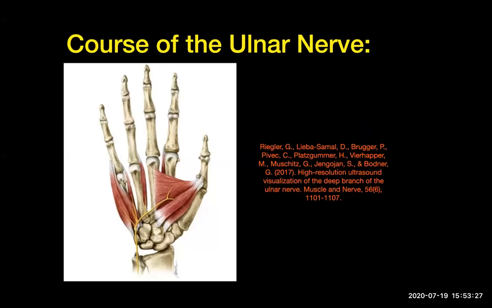Now we go to the ulnar nerve at the hand. Of course, this is also very interesting because if you look at the nerve, it passes through another tunnel different from the carpal tunnel. And this is formed by the pisohamate ligament.